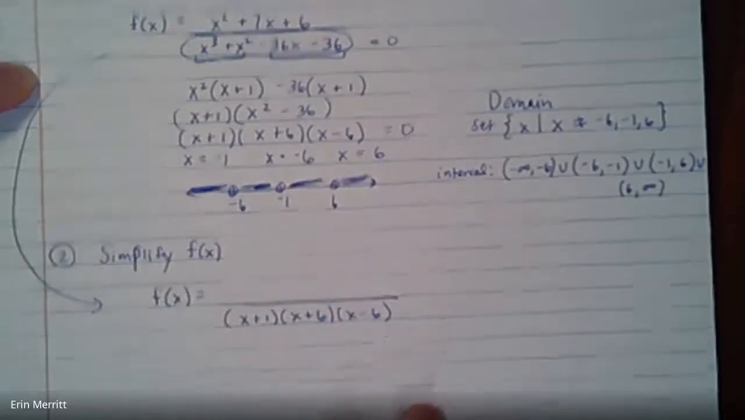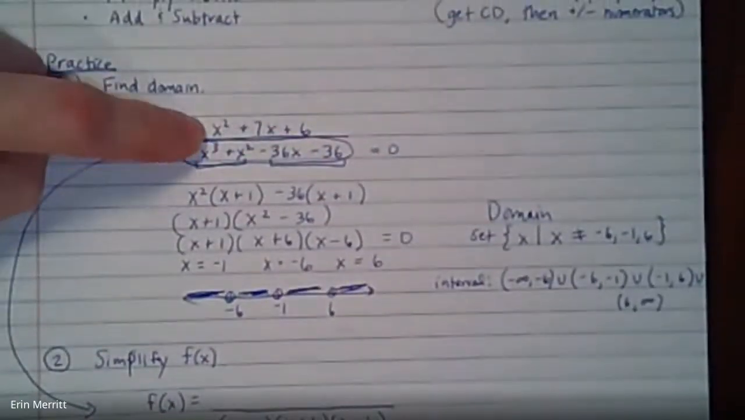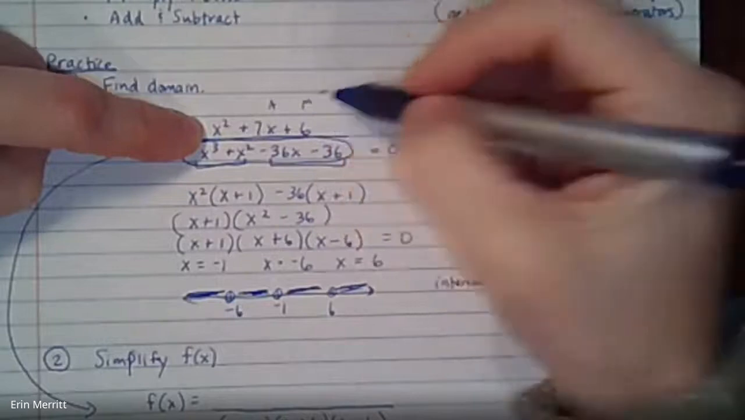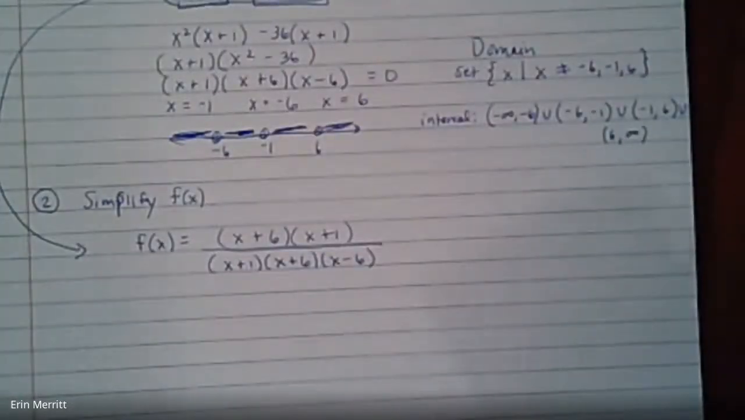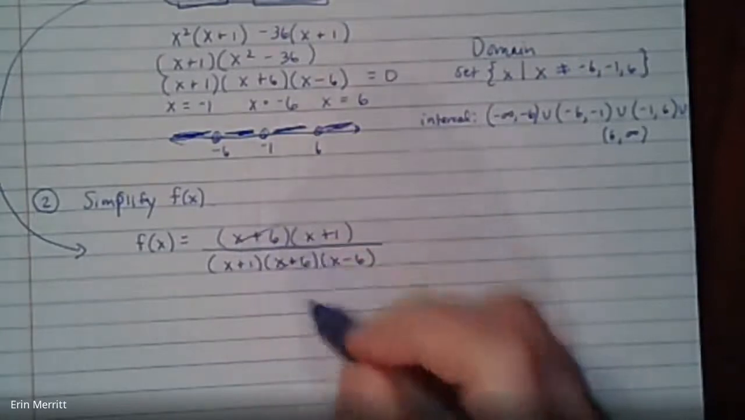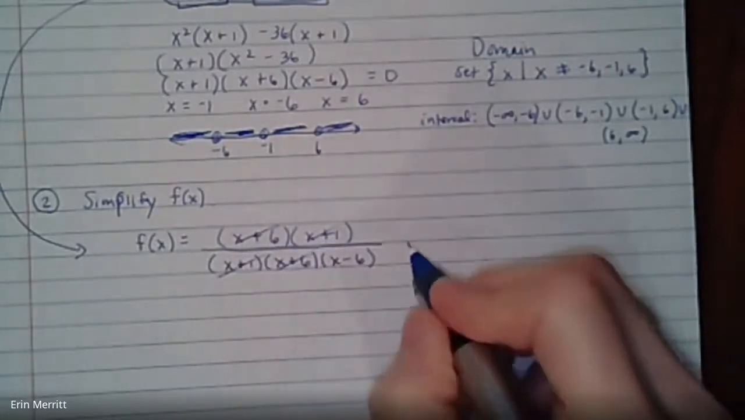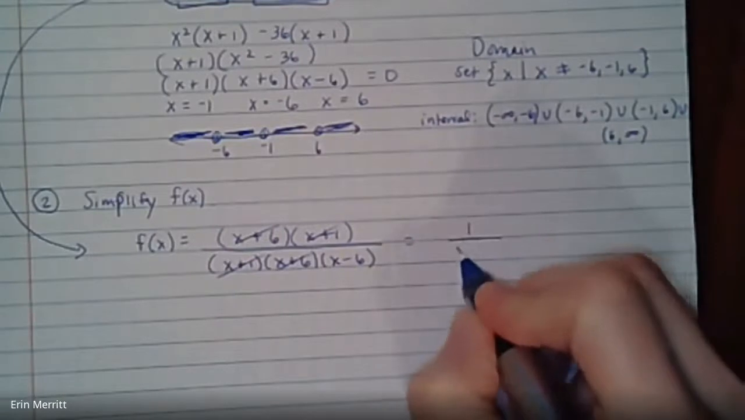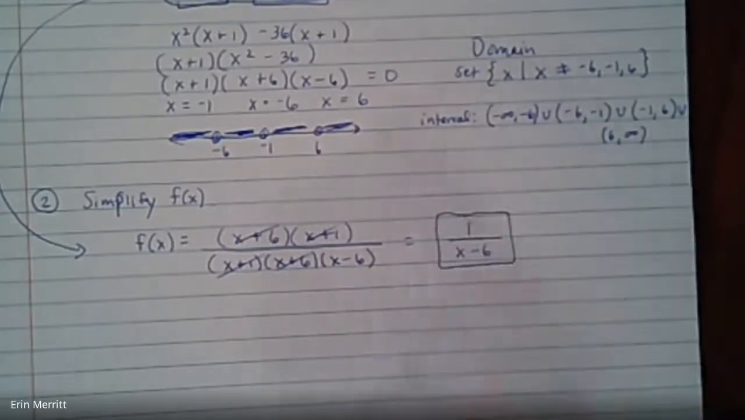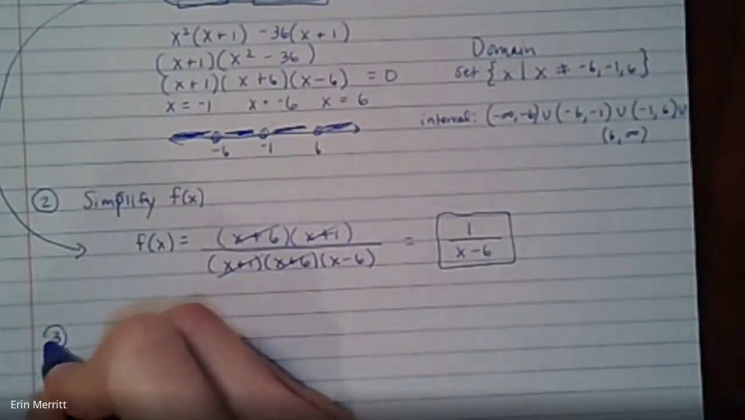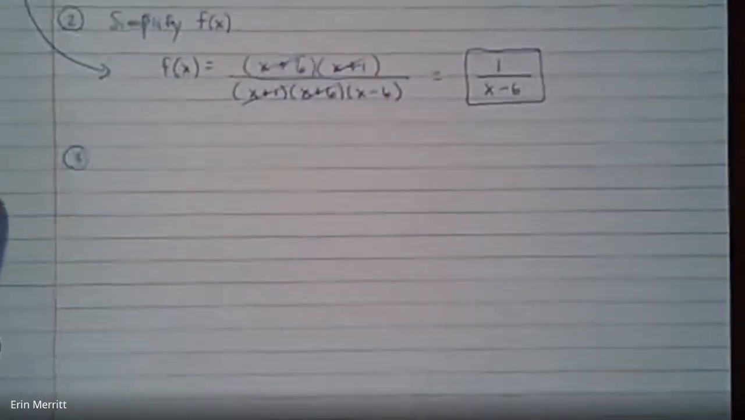The numerator, all right, well, let's go back and look at what that was. This is a little add-multiply guy. So we can make this x plus 6 times x plus 1. When we come on down, we've got lots of stuff in common. The x plus 6's will go, x plus 1's will go, and then all we are left with is 1 over x minus 6. Done. All right, one more practice question, and then we'll save the rest for class.